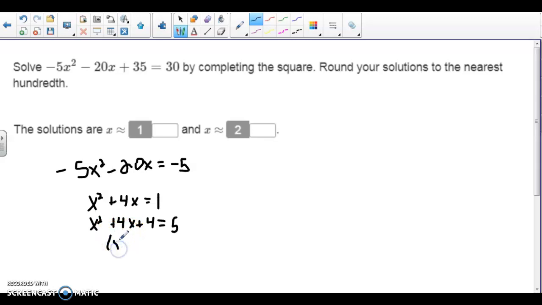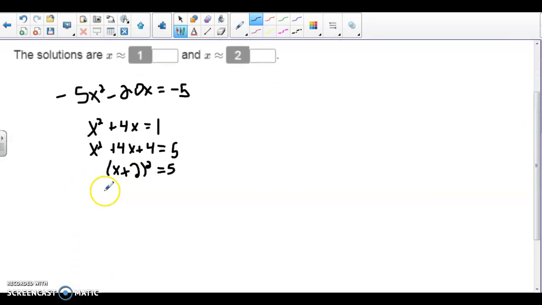It will give us x plus 2 squared equals 5. So now we're going to want to take the square root of both sides. When we take the square root of the left-hand side, we'll get x plus 2. And that's going to give us the positive and negative of the square root of 5.